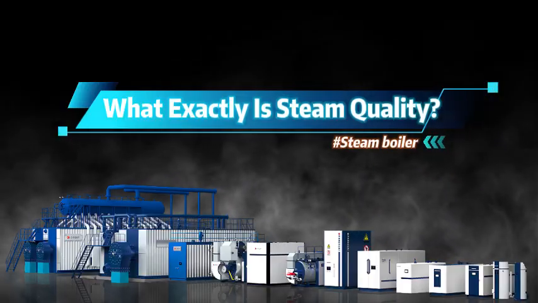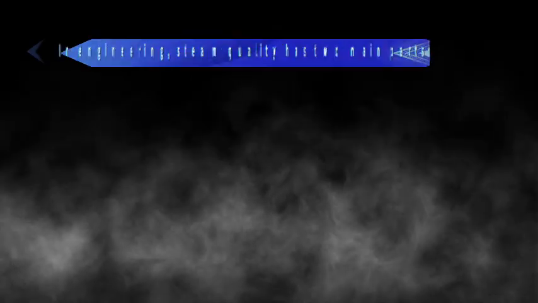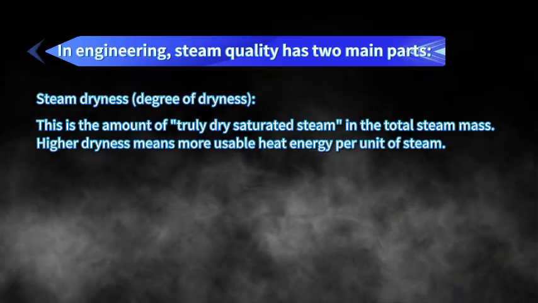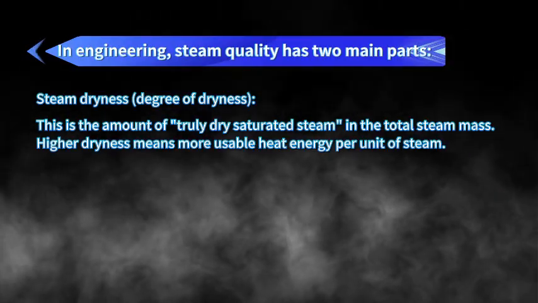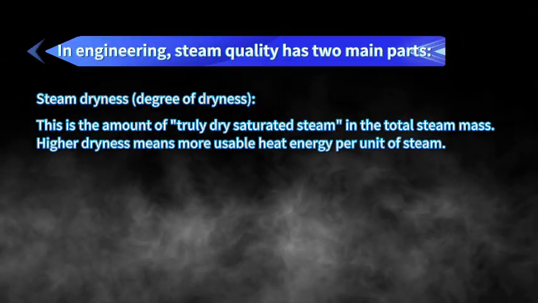Steam boiler. What exactly is steam quality? In engineering, steam quality has two main parts. This is the amount of truly dry saturated steam in the total steam mass. Higher dryness means more usable heat energy per unit of steam.